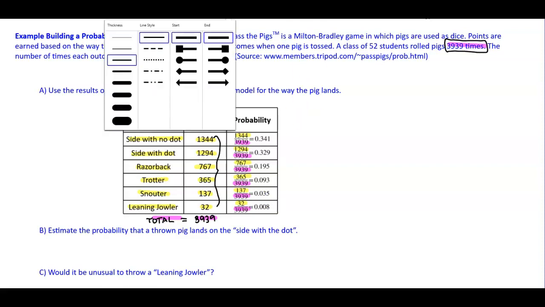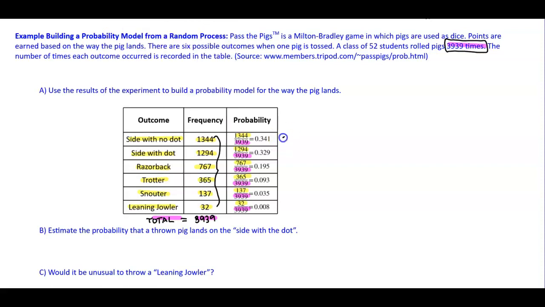Okay, now recall, we can also turn our probabilities into percents, right? So we know that this represents 34.1%. We know that this one represents 32.9% because we're moving the decimal to the right twice. This is going to give us 19.5%. This gives us 9.3%. And this gives us 3.5%. And then this gives us 0.8%.